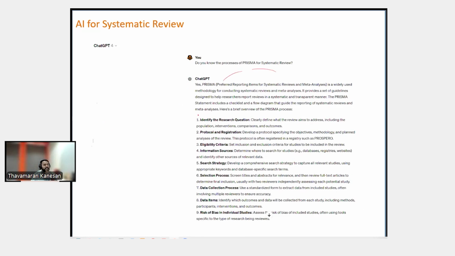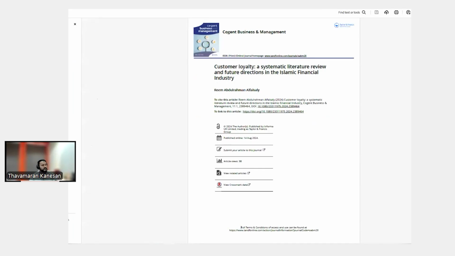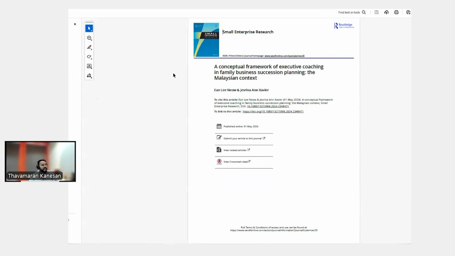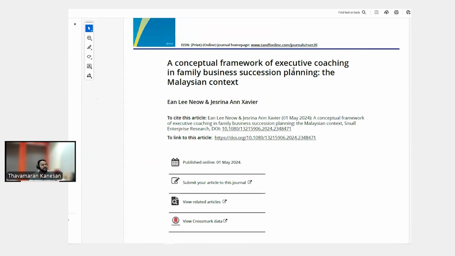Okay. Now this is a process that I underwent with one of the papers. This paper, it's one of my clients' papers. Datin Ellis. Yeah, this paper: a conceptual framework of executive coaching in family business succession planning, the Malaysian context.